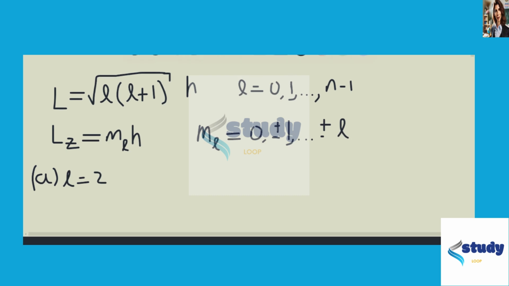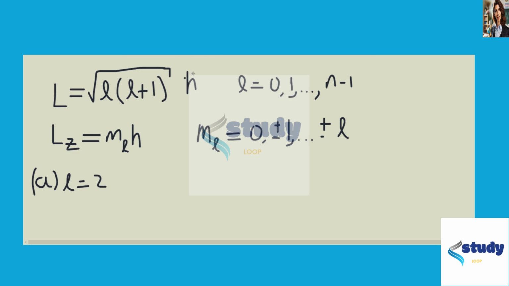We're told the angular momentum quantum number l is equal to 2. So in units of h bar, we are going to find the maximum possible value of L sub z. Well, L, the orbital angular momentum, is given by the equation L is equal to the square root of little l times l plus 1 multiplied by h bar, where l is an integer value from 0 up to n minus 1. L sub z is equal to m sub l, which is equal to an integer value of 0, plus or minus 1, all the way to plus or minus l, times h bar.